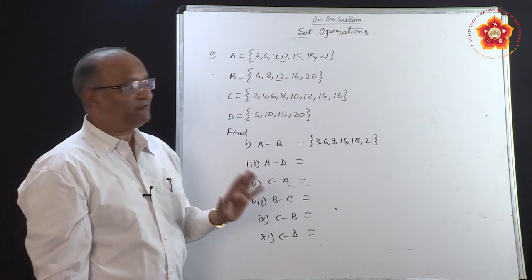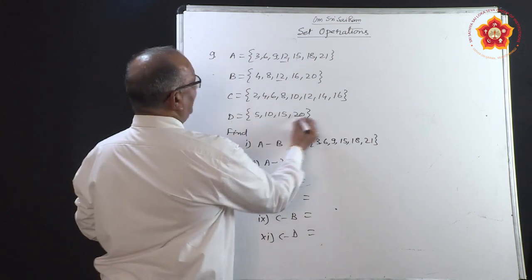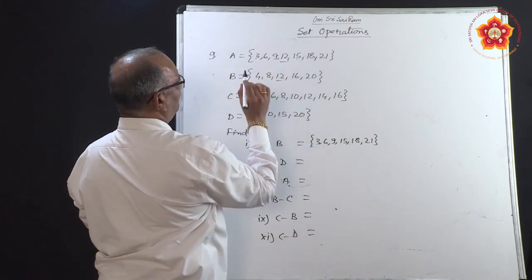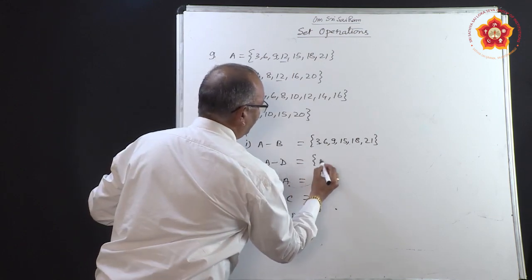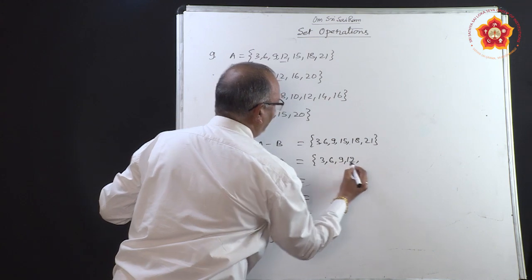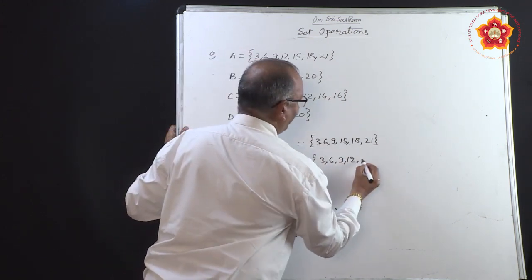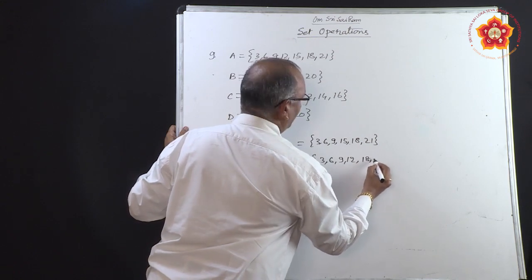Then next is A difference D. From A remove the elements of D. D contains multiples of 5. So remove multiples of 5 from A, you will get A difference D. 3, 6, 9, 12, 18, 21.